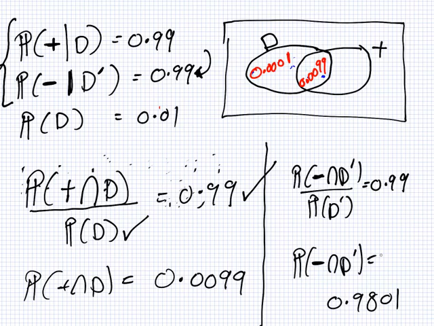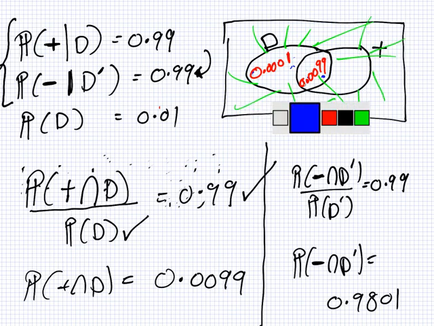Where is that on my Venn diagram? So these are negative. So these are people without the disease. So you must be outside this circle, disease-free, and also negative result. So where's negative result? That's outside this circle, isn't it? So there's only one place where you can be outside both circles, and that's right here. This is no disease and no positive test. 0.9801.